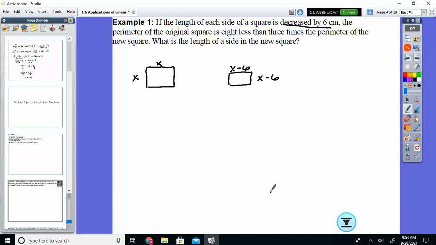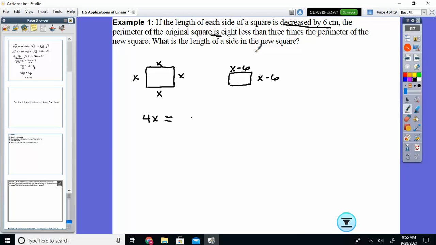Now we have to write an equation. So it says the perimeter of the original. How do you get perimeter? Yep, add all the sides. So here's our original. So the perimeter, you could either write x plus x plus x plus x, or I could say I have 4 of those sides, so it's just 4 times x. Is means what? Equals. 8 less than. What does that mean? 8 minus. Okay, we're subtracting.